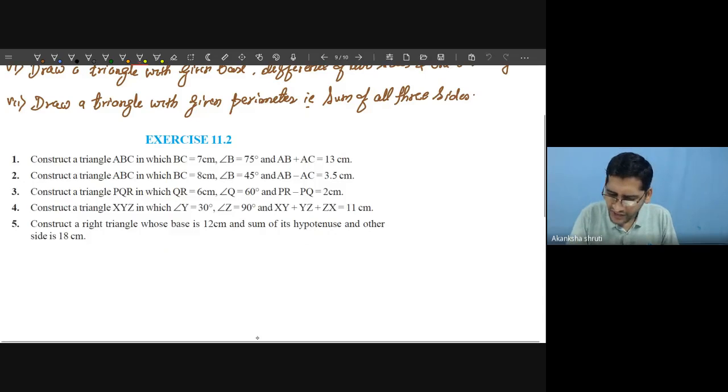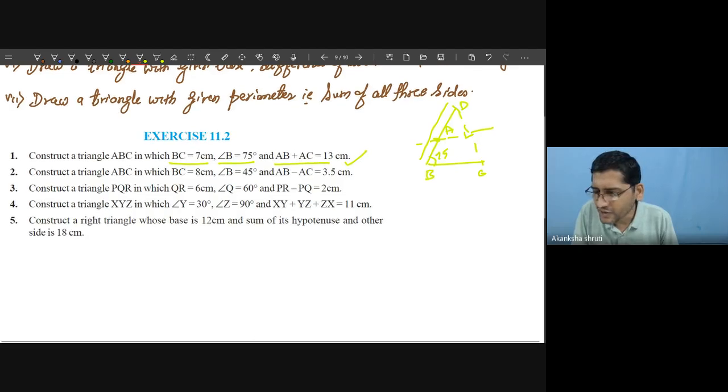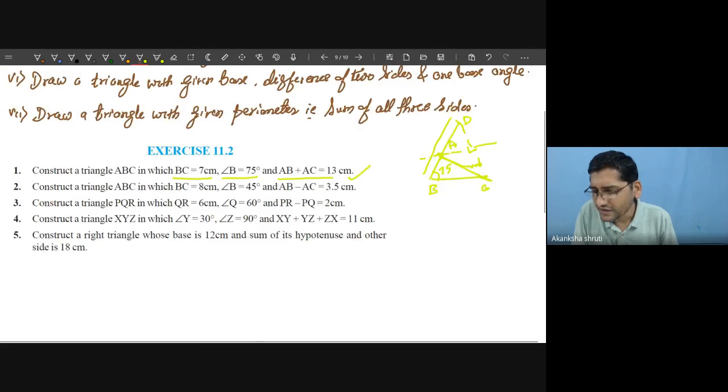Exercise 11.2, question number 1. BC is 7 centimeter, angle B is 75 degree, and AB plus AC is 13 centimeter. First draw BC, then at B draw 75 degree, then take a length of 13 centimeter as the point D, then join this, then draw the perpendicular bisector of this, and where it cuts will give us the point A, and finally you join this A to C. Okay, student?